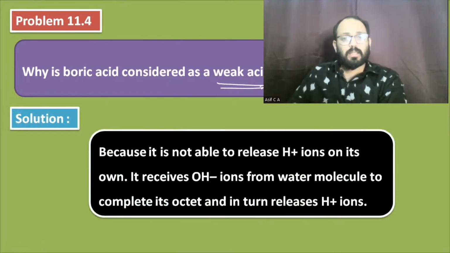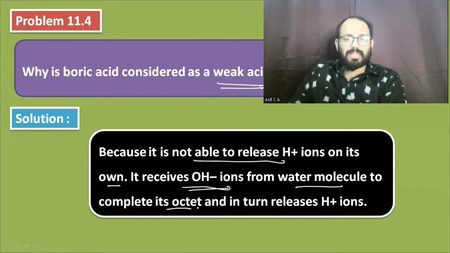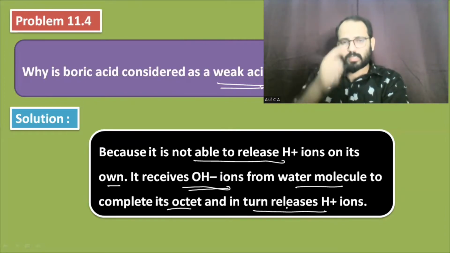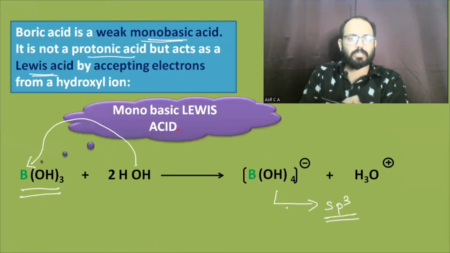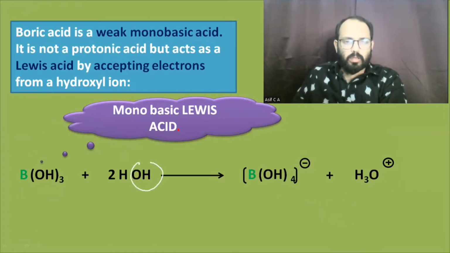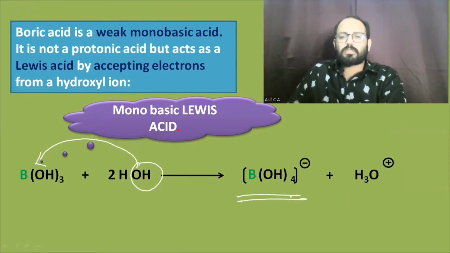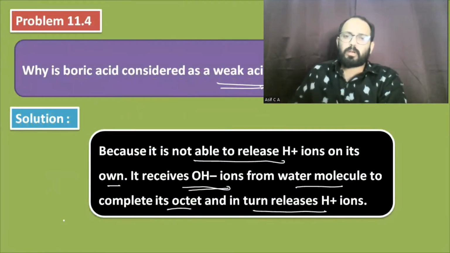Boric acid, because it is not able to release H plus ions on its own. It receives OH minus ions from water molecule to complete its octet and in turn releases H plus. The reason for calling it a weak acid, we have just seen. Not this reaction, this reaction. BOH thrice waterல இருந்து OH minus accept பண்றாங்க. அதுக்கப்புறம் BOH4 minus இருக்கு. அதுக்கப்புறம் தான் H plus donate பண்ண முடியும்.